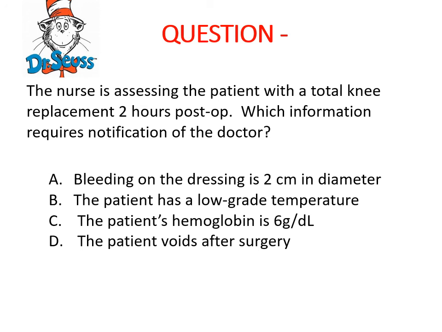Okay, the patient's hemoglobin is 6. That's a pretty low hemoglobin, right? For females, it should be at least 12, and for males, it should be 14. So that's a pretty low hemoglobin. Someone should be notified for that level of hemoglobin. The patient voids after surgery, that's okay. That's normal. So it's C.